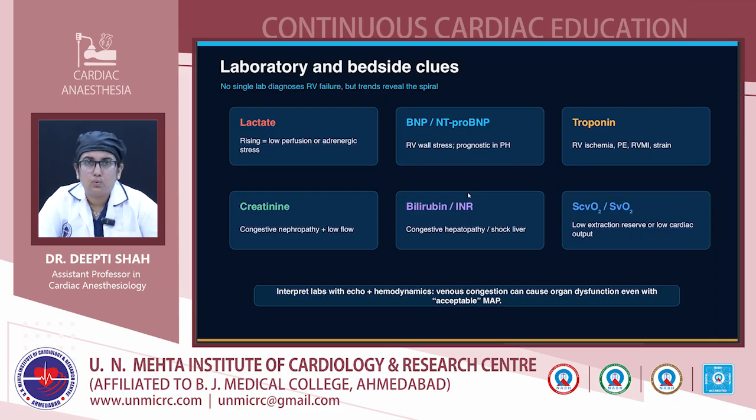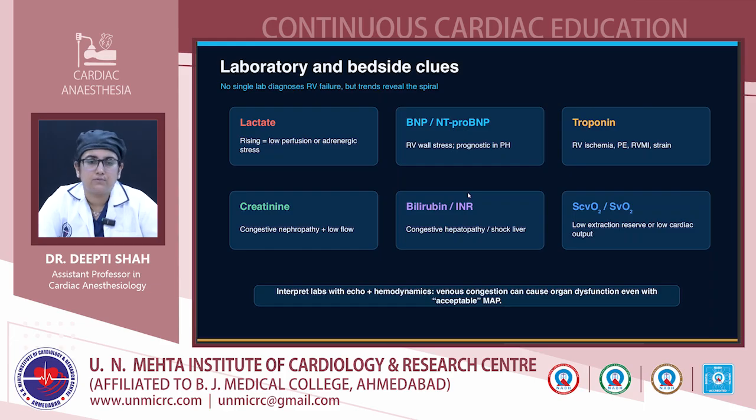Various laboratory clues that might point towards RV dysfunction include lactate. However, these are not very specific for RV dysfunction, but they can point towards the fact that something related to the heart is going on in the body, and probably the RV. So if we see a continuously rising lactate trend, it points either towards lower perfusion or towards an increased adrenergic state.